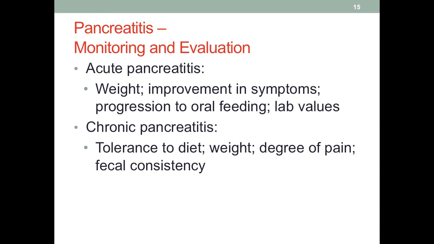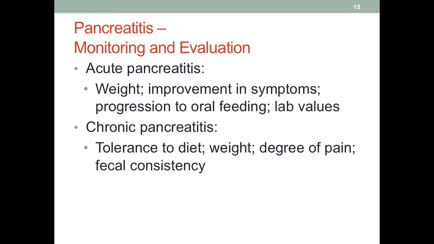When it comes to monitoring and evaluation, for acute pancreatitis, we want to be sure to monitor weight and also the symptoms. For example, pain. Are they still complaining that they're in a lot of pain, or are they saying that it's getting better? Also, tracking oral feedings, and for the lab values, using those two enzymes as markers to monitor the progress and the effectiveness of the intervention.